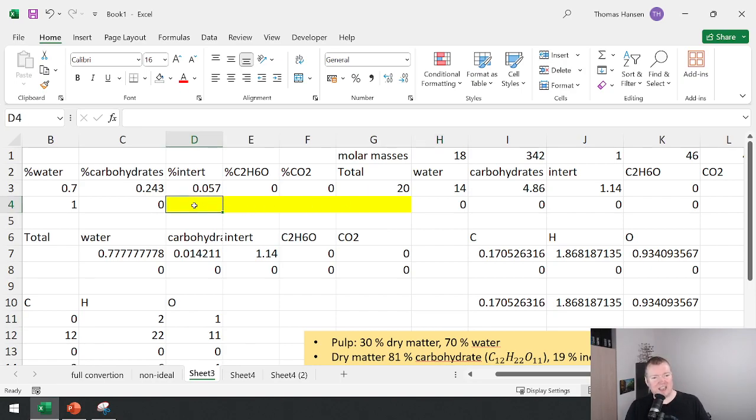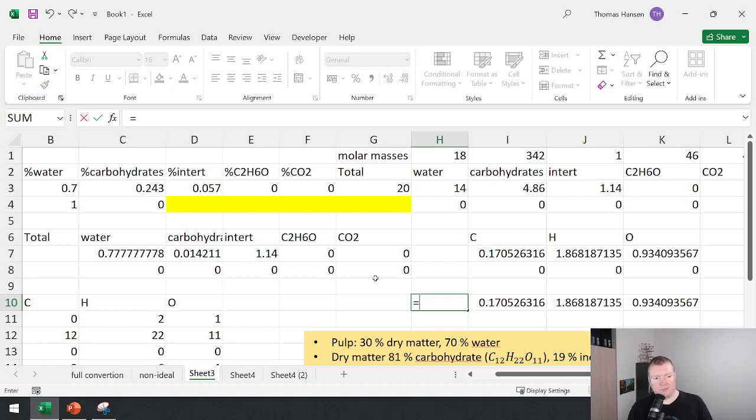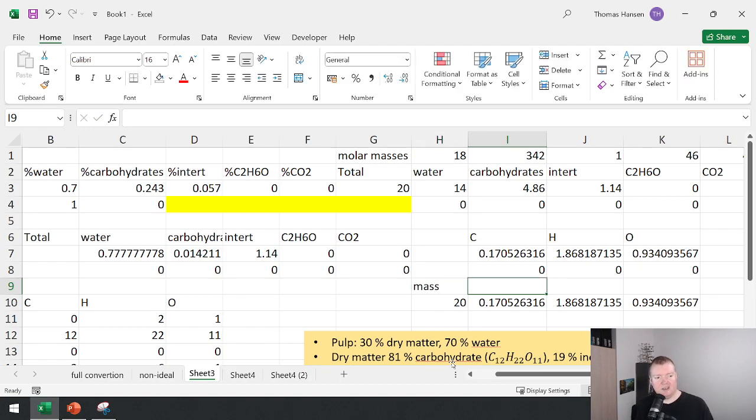You could say, well, hang on, we need another equation here. We need to somehow figure out what's going on. What we could do is throw in a total mass balance and say the entering minus the exiting have to be the same. So this is my mass, and then I have my atomic balances.